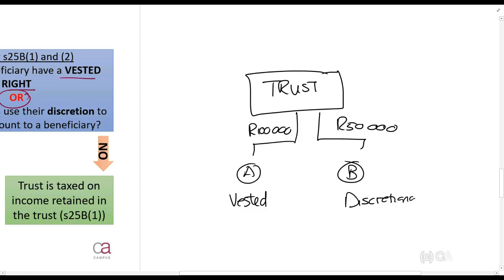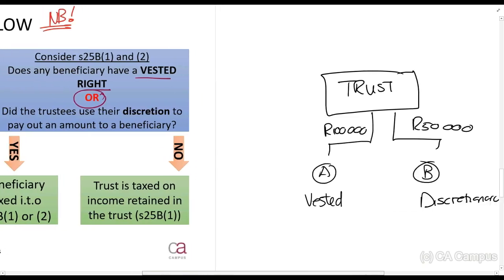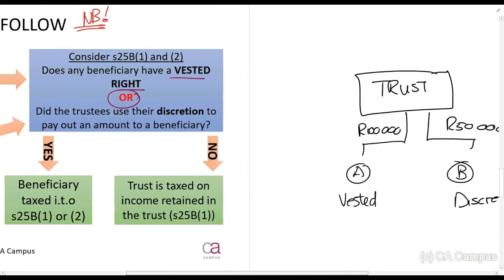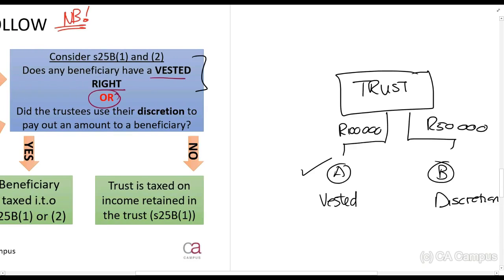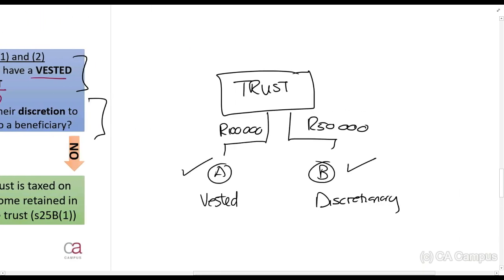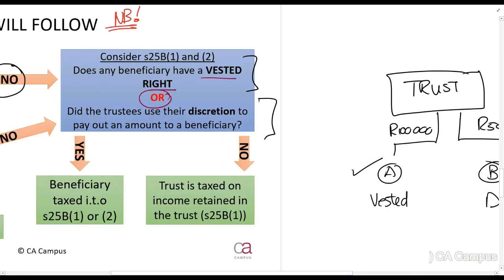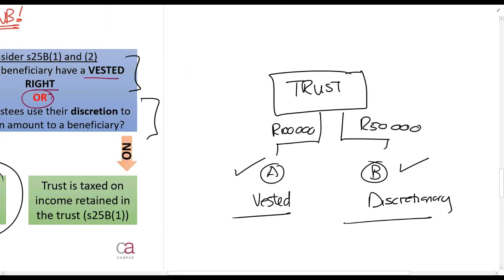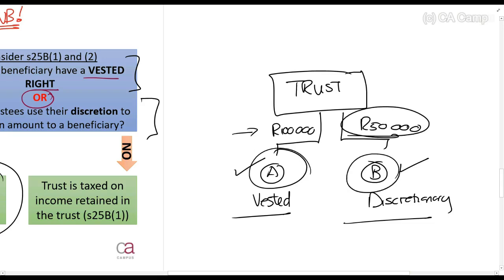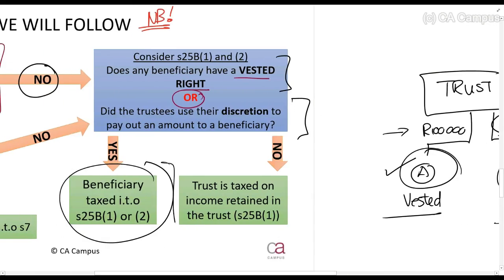Discretionary means he doesn't have a vested right to it, so he's not entitled to it, but the trustees made a decision to pay it out to him. Remember, at the moment they pay it out to you, it's almost treated as a vested right. So what I wanted you to see is, does someone have a vested right? Yes. Or did the trustees use the discretion to pay out the amount? Yes. So who will be taxed? Who will be taxed on the 100,000 rands? A will. Who will be taxed on the 50,000? B will. So the people who received it.